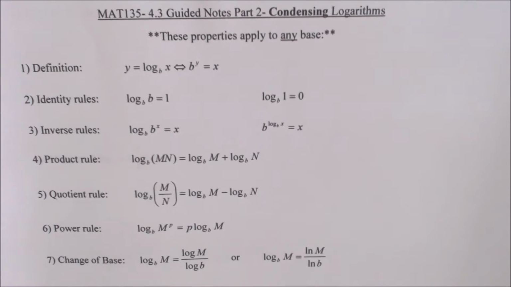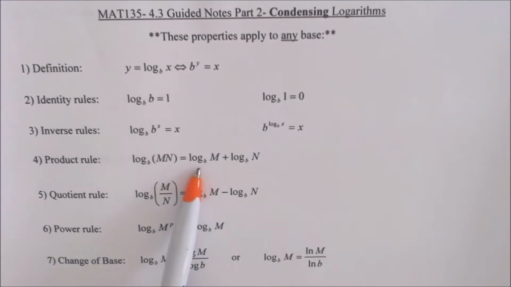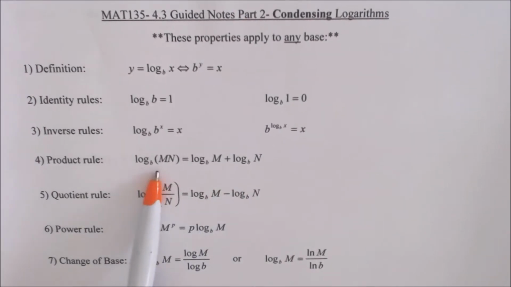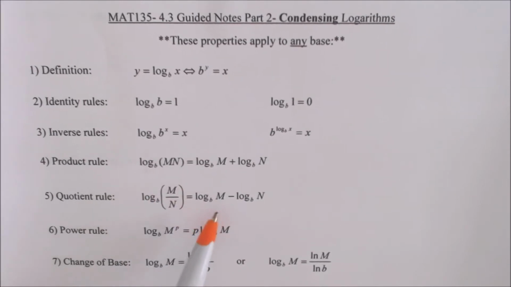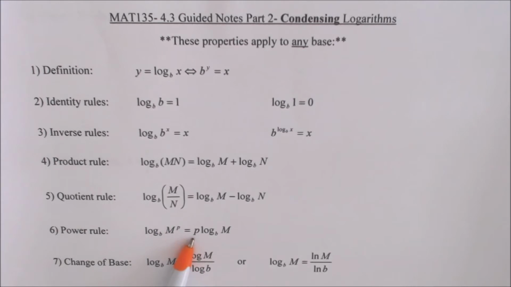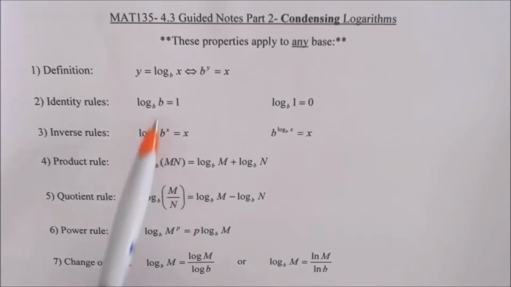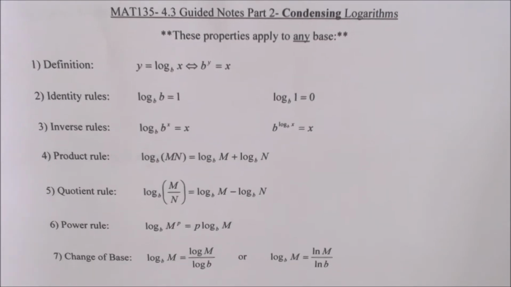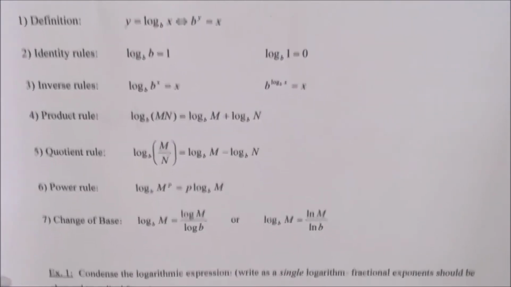So we're going to take multiple logarithms. Like the addition of two logs, we can condense using the product rule into a product of one log. Subtraction, we can condense into division. The power rule, remember that p, that power we had in the front, we're going to move it back to the exponent position. So we're going to use the same properties we were using yesterday, but now we're going in the opposite direction. So let's take a look.